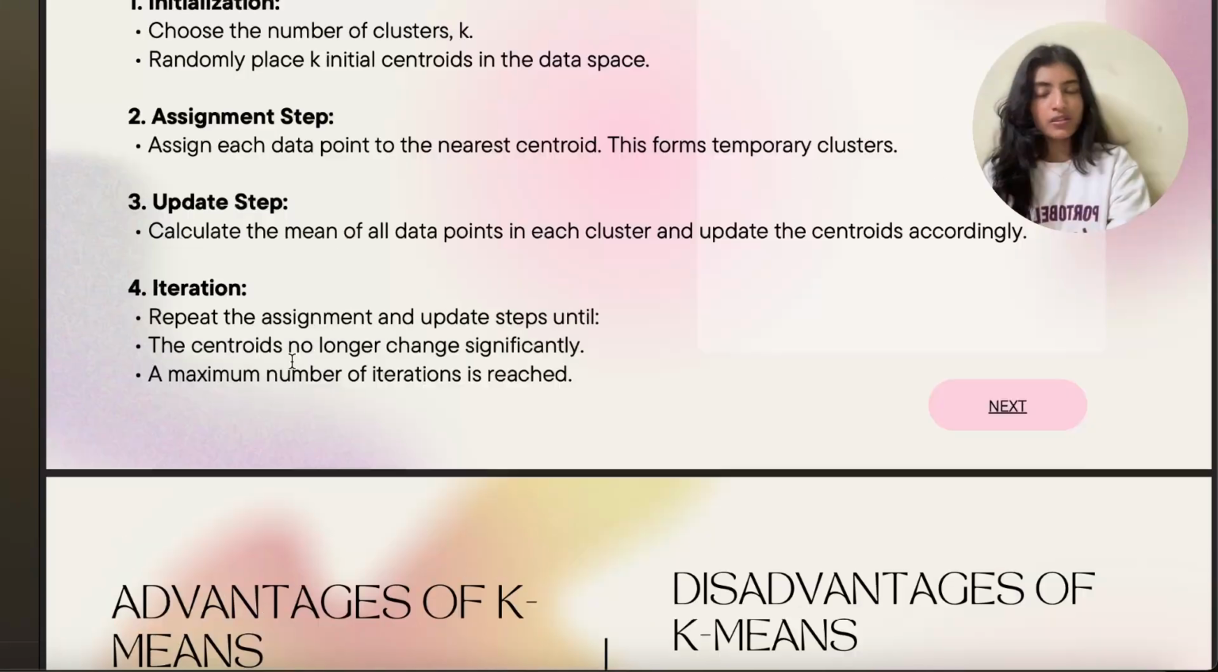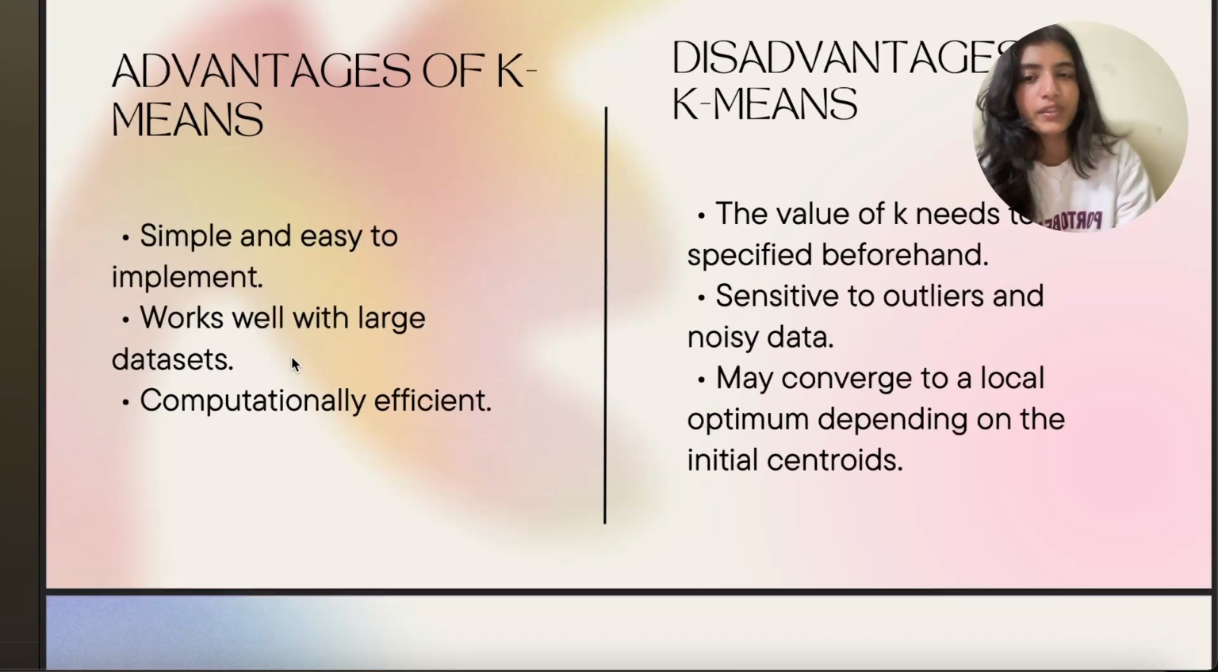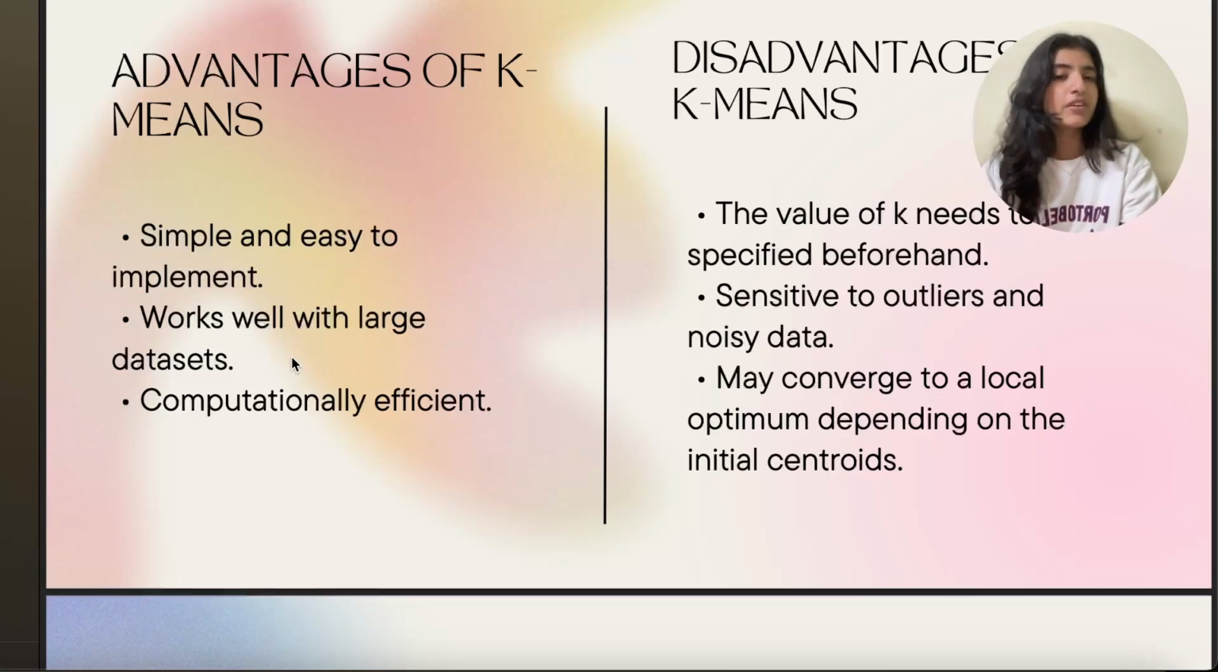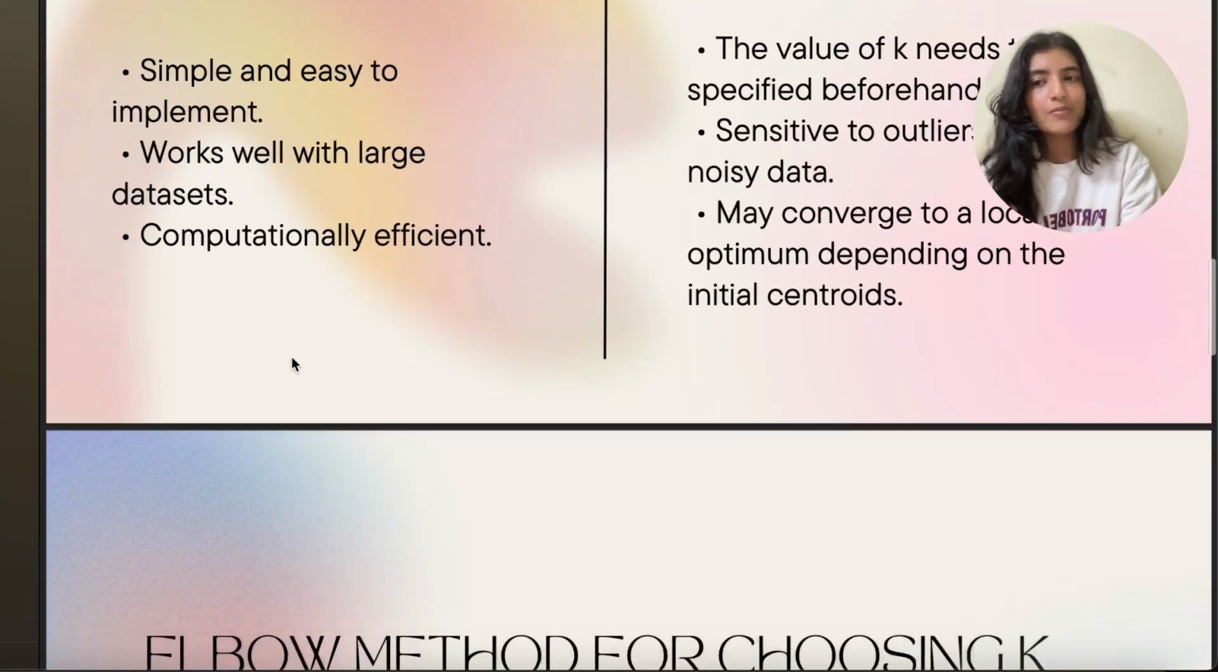So here are some advantages and disadvantages of k-means. It is simple and easy to implement, and a disadvantage is that the value of k needs to be specified and it is sensitive to outliers and noisy data. So now let's switch to Python and see how to implement k-means clustering.